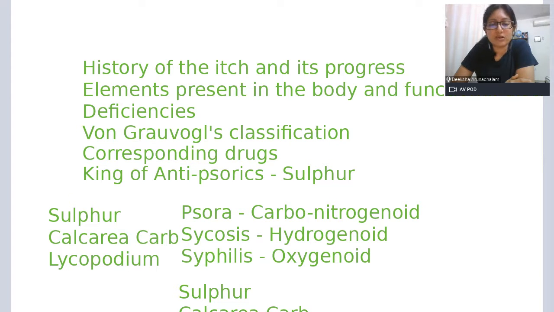When we were doing Lycopodium, I compared Sulfur, Calcarea carb, and Lycopodium and told the difference between the three. So maybe next, whenever we choose to do either Sulfur or Calcarea carb, we can mention that one more time.